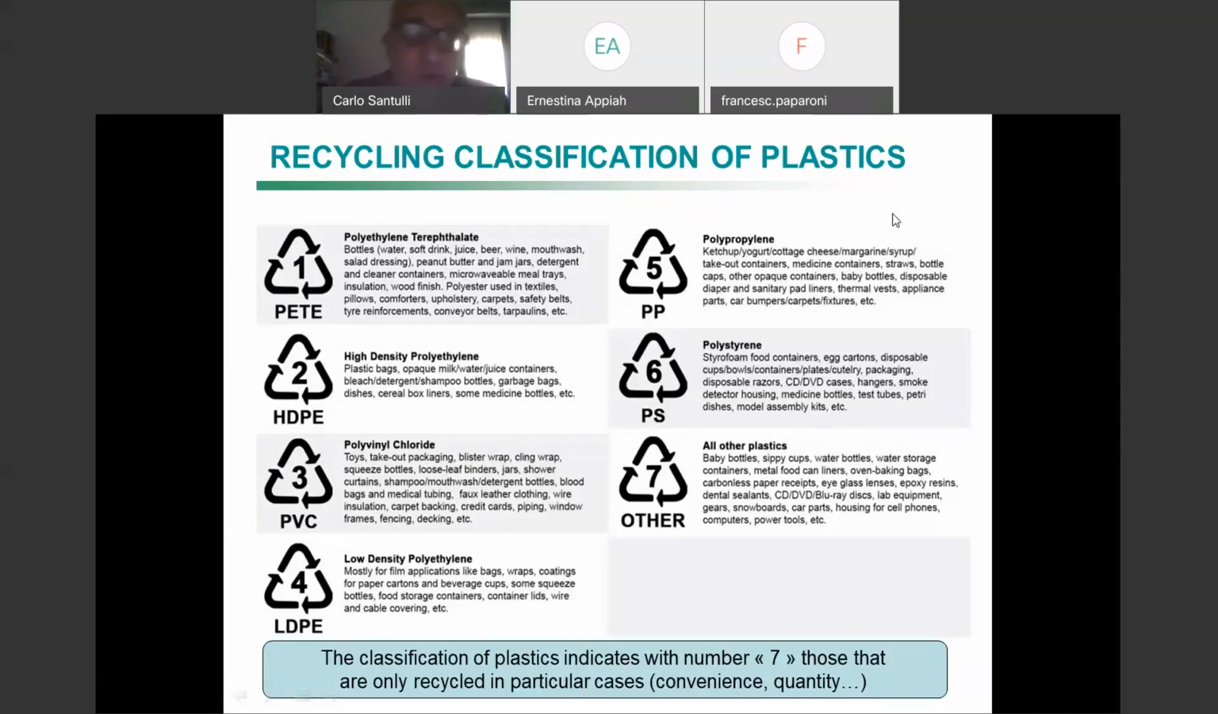Number seven is all the rest, all which is not mentioned in numbers 1 to 6. In fact, it's marked as O or other. Here there are some plastics which cannot be thermally recycled because, put simply, they don't soften. These are the plastics which we call thermosetting. Plastics that don't soften are called thermosetting.